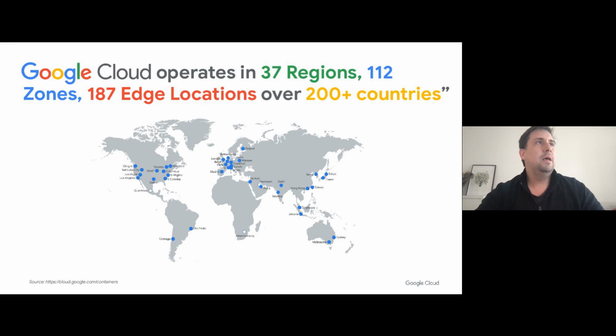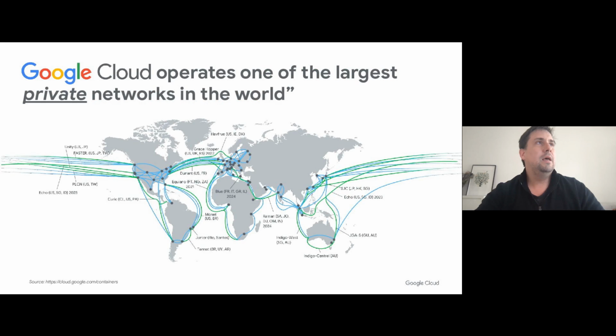And while I'm talking about this from a Google Cloud point of view, I think it's interesting to say specifically that Google actually operates the largest, or one of the largest, private networks in the world. Why is this important in regards to what we're talking about today? Because we're going to be focusing on Kubernetes. Therefore, we're going to be focusing on containers.